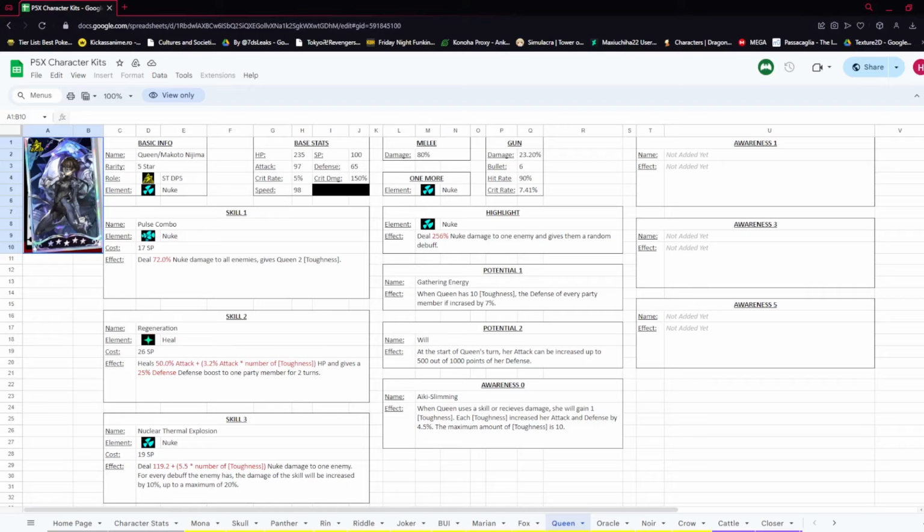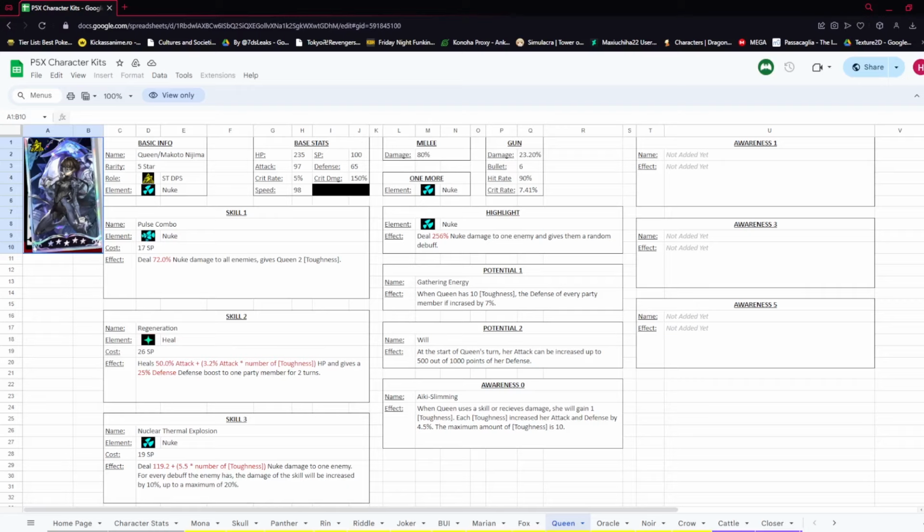With her skill 3, of course, it's called Nuclear Thermal Explosion here, which is a single target, takes 19 SP. With this, she's able to deal 119 plus 5.5% number of toughness to the enemy here. Well, this is going to be multiplied by the number of toughness that she has. With this being stated, she's able to deal a ton of nuke damage to one enemy, and for every debuff that the enemy has, cough, cough, the reason you use Ren with her, the damage of the skill will be increased by 10% up to a maximum of 20%.